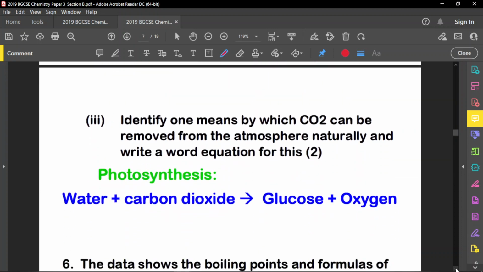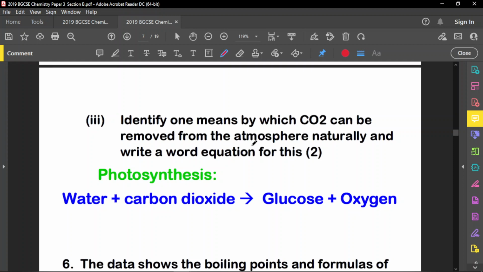Now for part 3, identify one means by which carbon dioxide can be removed from the atmosphere naturally, and write a word equation for this. It can be removed by photosynthesis, that's the natural way. Water plus carbon dioxide give you glucose and oxygen.